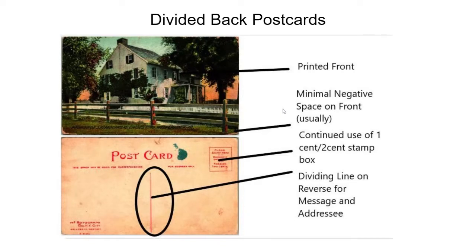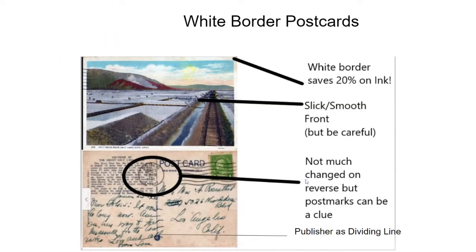All right, the next era of postcards, which brings us up to right about the beginning of World War I, around 1915, a little bit before, is the white border era of postcards. Now, the white border era of postcards came about for one reason: cost savings. Postcard publishers realized they could save up to 20% on ink by removing the printing from the field along the edges of the postcard. So that's what they did, and they saved up to 20% by doing that.